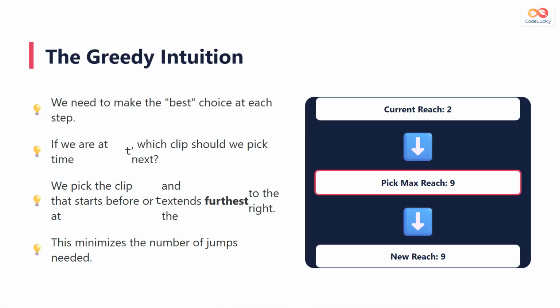The most effective way to solve this is using a greedy strategy. At any given point in time, if we need to extend our range further, we should look at all the clips available to us right now. Among those, the best choice is obviously the one that reaches the furthest into the future. This maximizes our jump size.